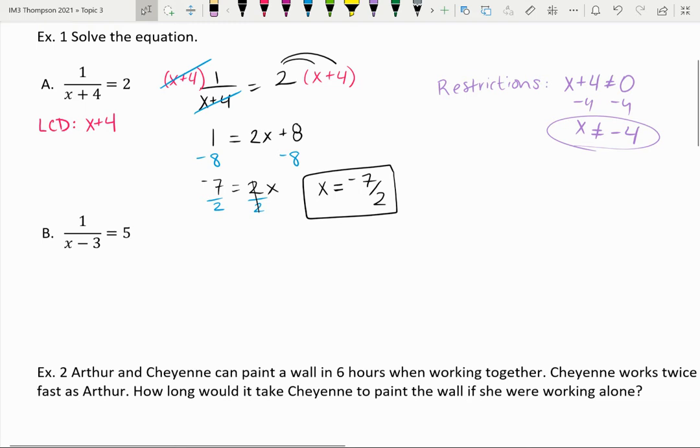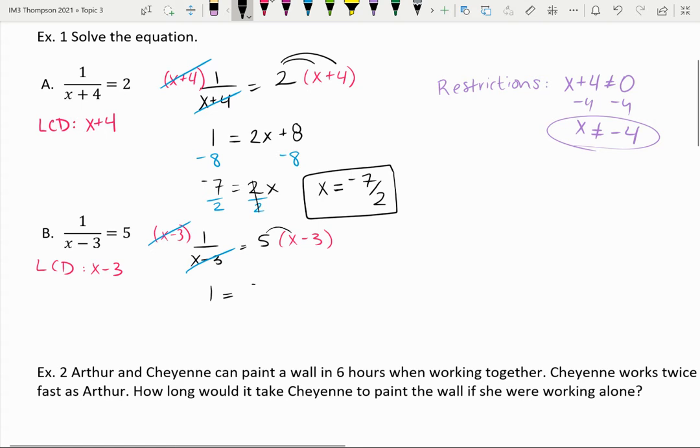Okay, it looks like people are done. So for B, the least common denominator is just going to be x minus 3. So I'll multiply the left side by x minus 3 and the right side by x minus 3. Now I'm only multiplying the numerator by x minus 3 on both sides of the equation because I have a rational equation is the tip here. This isn't going to work for other expressions.